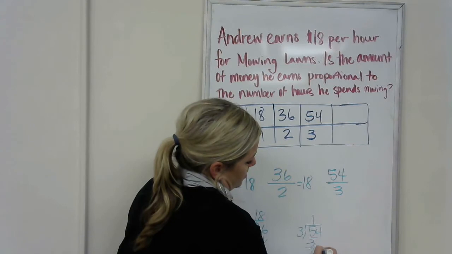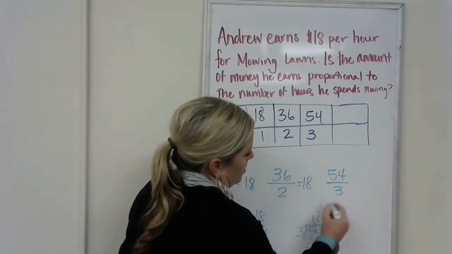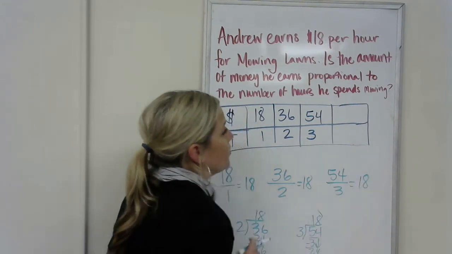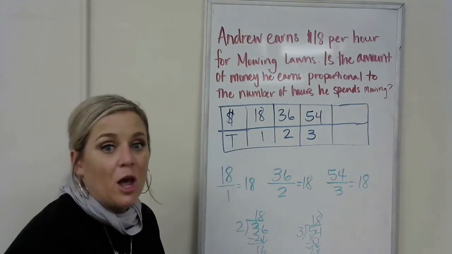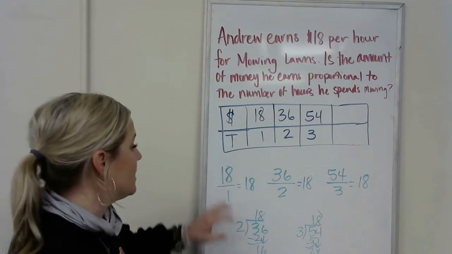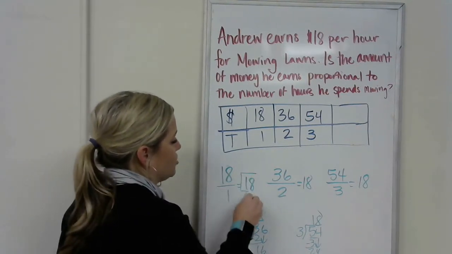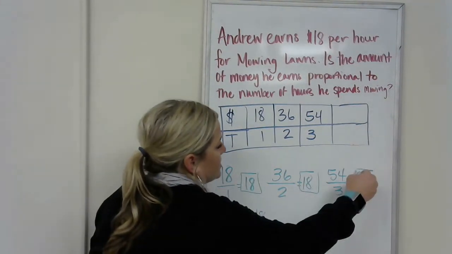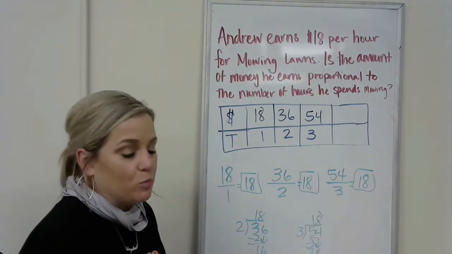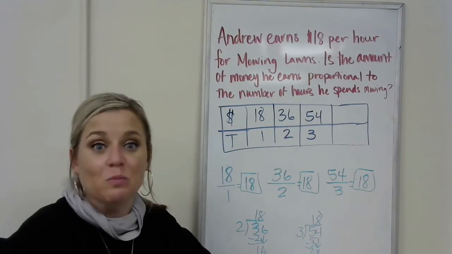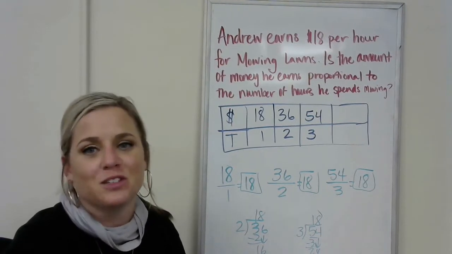1, 2, okay, 18. So yes, in this instance, Andrew's earning is considered a proportional relationship because this is 18 each time. If this was, let's say, 18, 19, 20, it would not be proportional. It would be a non-proportional relationship. But in this case, it is a proportional relationship.